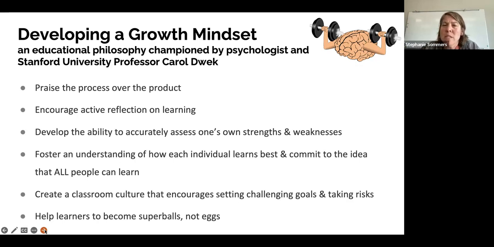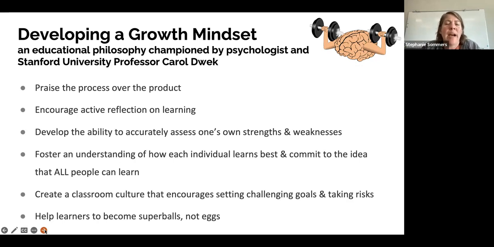In Carol Dweck's research, she found that the students who were most successful saw not scoring well on a test as an opportunity to do better next time, and they were committed to learning from their mistakes. Students who have what's called a fixed mindset believe that if I don't do something well today, I'm just never going to do it well. There is no getting better.